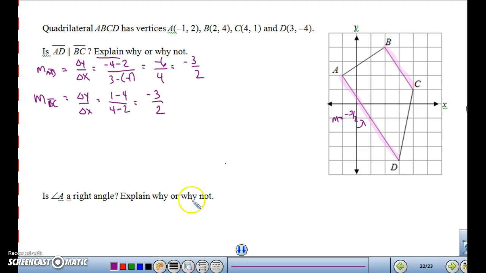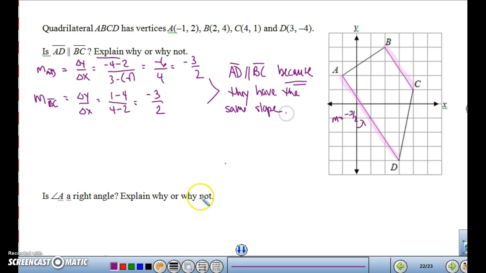Yes, they are. Now notice I did this work here, but I haven't explained anything. I did lovely work, but it doesn't explain why, which is what it asks. What you'd have to do is explain why this is true. We can say right here, AD is parallel to BC because they have the same slope. You can't just say they're parallel without saying why. You have to say they are parallel because they have the same slope. So those two lines are parallel.